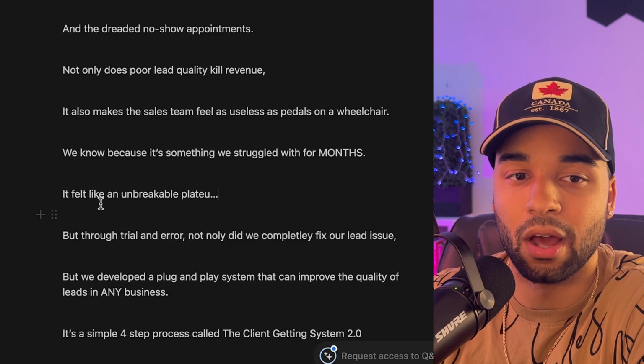But I learned how to fix it. I fixed it for other people. Now I want to fix it for you and share the same system. That is essentially the angle we're going for here. It felt like an unbreakable plateau.